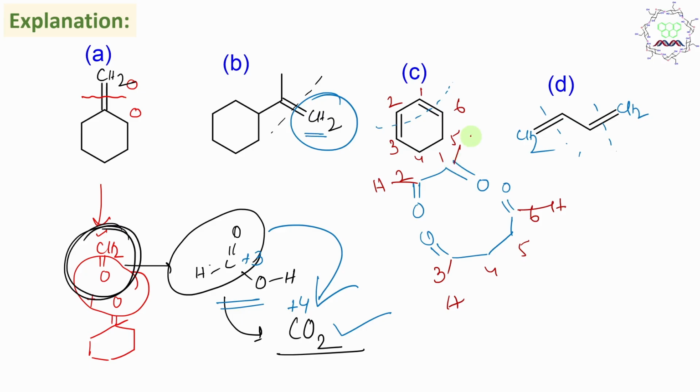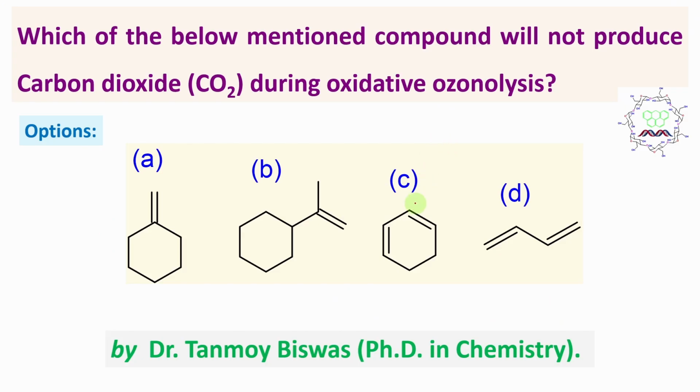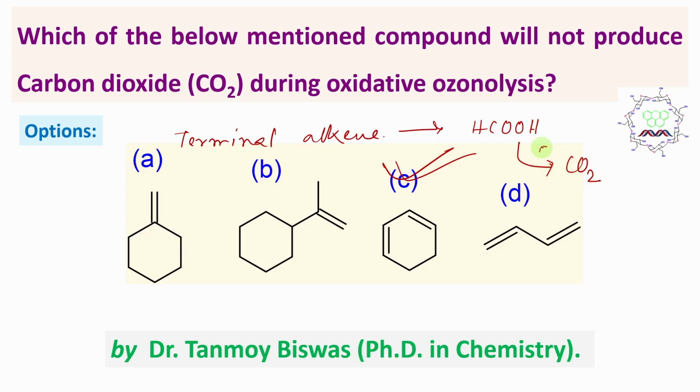Now you can say, sir, glyoxal is prone to oxidation, I agree. But if it oxidizes, what will it produce? Oxalic acid. But carbon dioxide production is not that easy, because here also there is a C-C bond. So for the answer of this question: CH2 there gives carbon dioxide, CH2 there gives carbon dioxide, CH2 here also produces carbon dioxide upon oxidative ozonolysis. So only option C cannot. So in this case, option C is the right answer. If you get this question, what should you keep in mind? A terminal alkene will produce formic acid upon oxidative ozonolysis, and this formic acid will further oxidize to carbon dioxide.